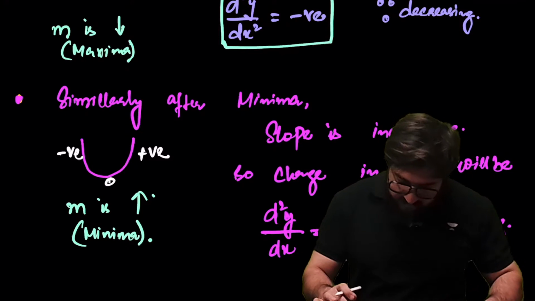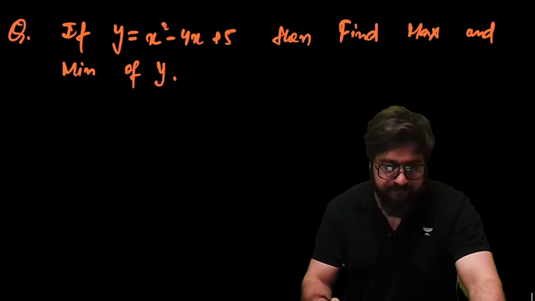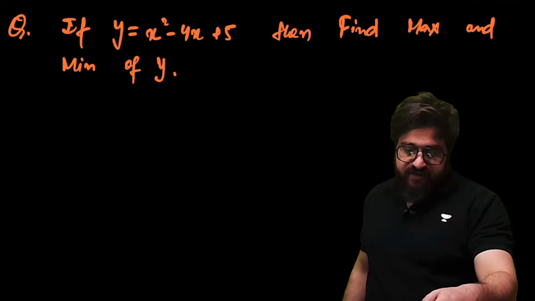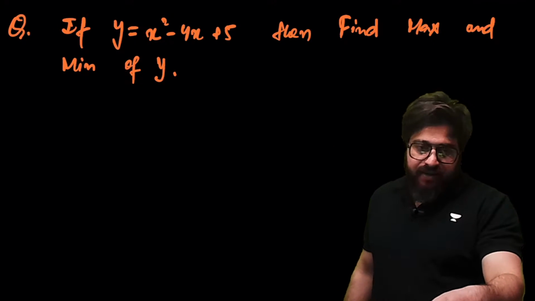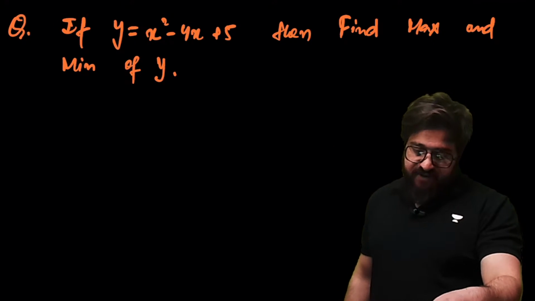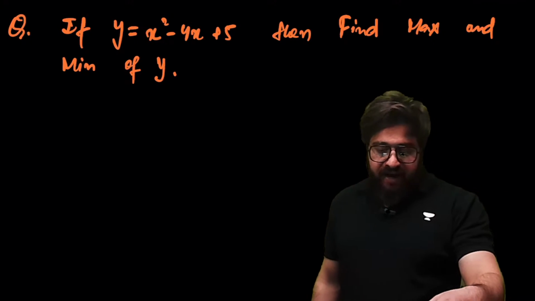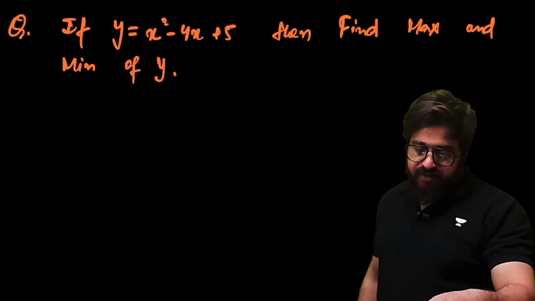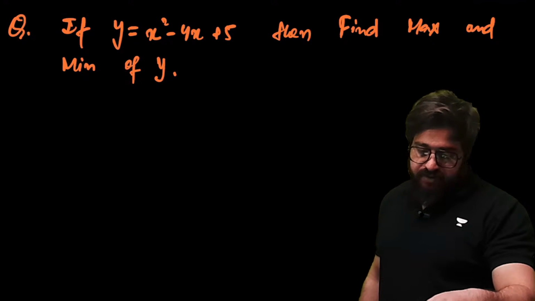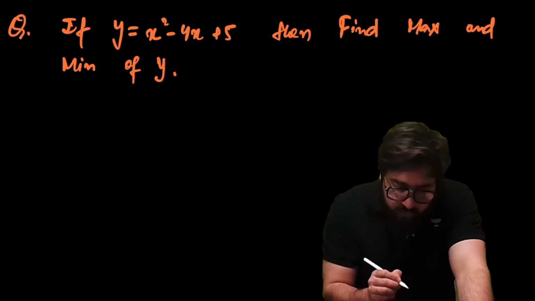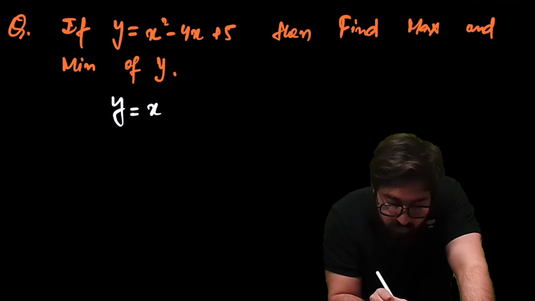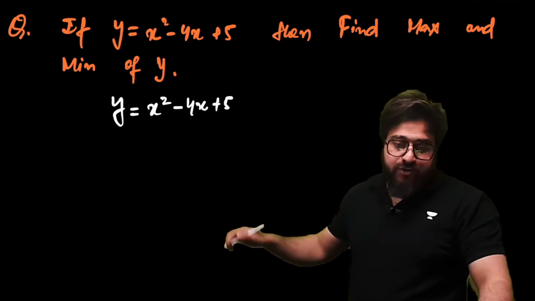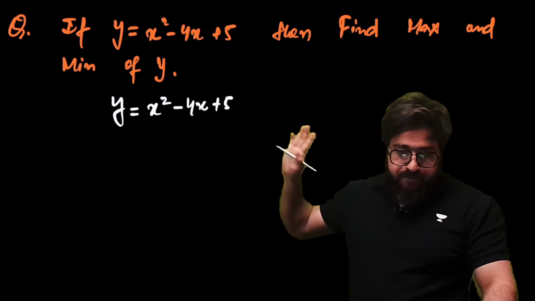Now, let me solve a question on this one. Let's suppose we are given this function: y is equal to x square minus 4x plus 5. In this particular case, we are supposed to find the maxima or minima. So we are given y is equal to x square minus 4x plus 5.